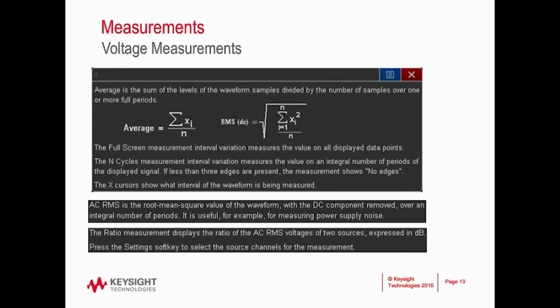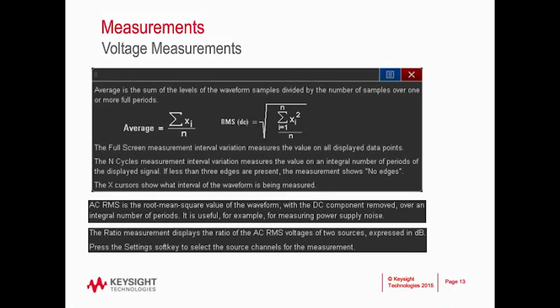Finally, there's a wide variety of averaging measurements. There's a simple mathematical average, a DC RMS, AC RMS, and ratio measurements. Each of these 4 having an N cycles and a full screen variant. An average is just a mathematical voltage average of the entire waveform. DC RMS is the root mean square of the waveform on screen. AC RMS is the RMS measurement with any DC component removed, and ratio is a measurement of AC RMS ratio between 2 of the channels in the oscilloscope that you can define.